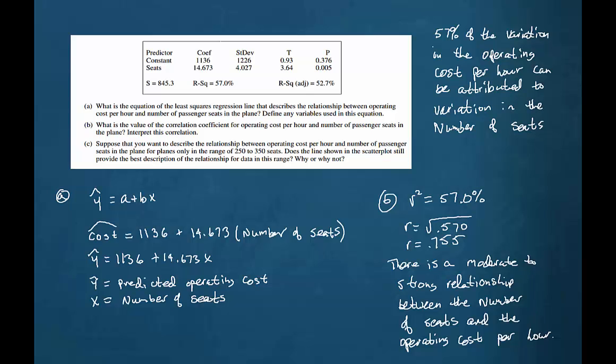The next question says, suppose that you want to describe the relationship between operating cost per hour and number of passenger seats in the plane for planes only in the range of 250 to 350 seats. Does the line shown in the scatter plot still provide the best description of the relationship for data in this range? And we're supposed to specify why or why not.